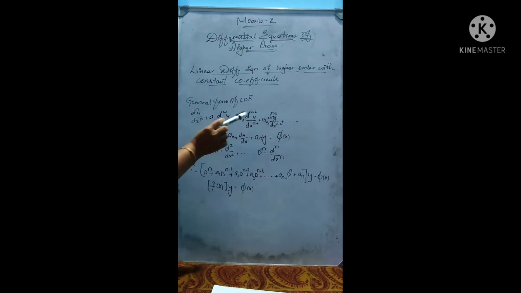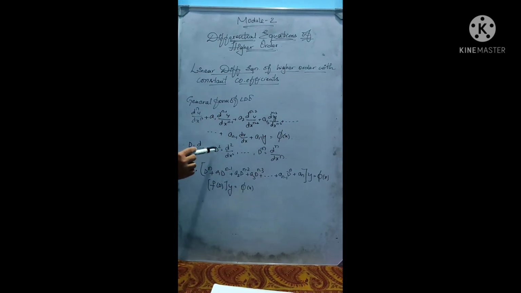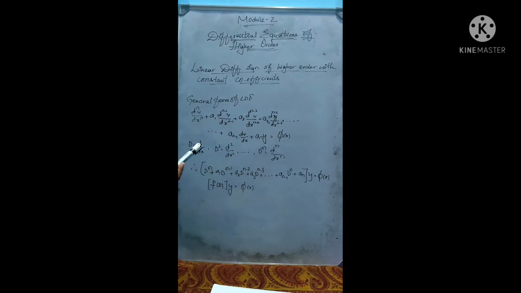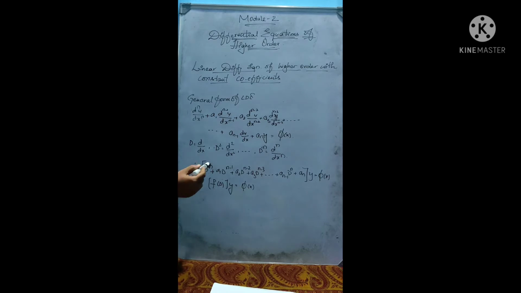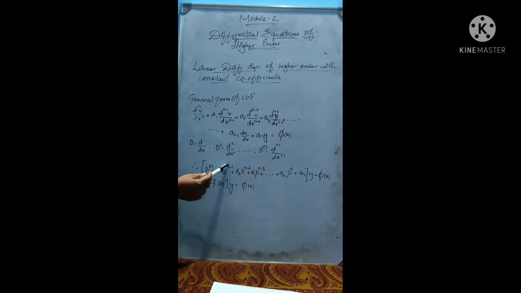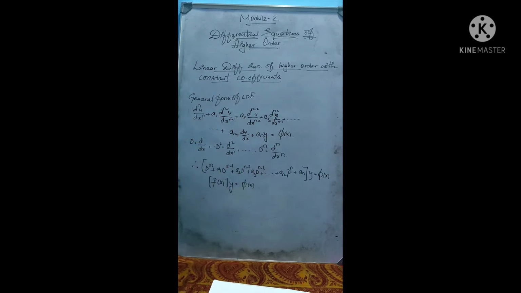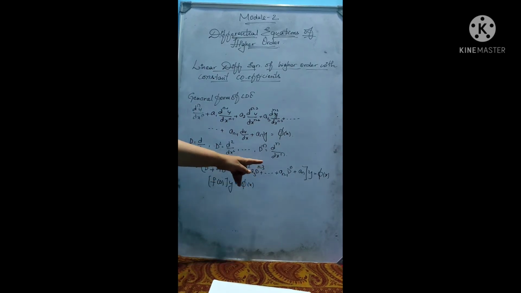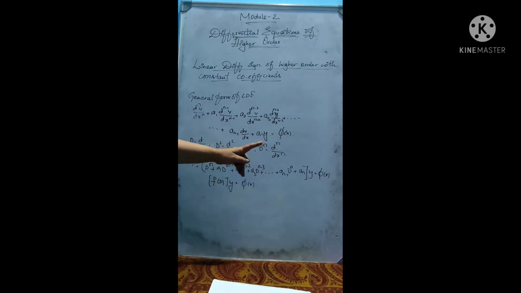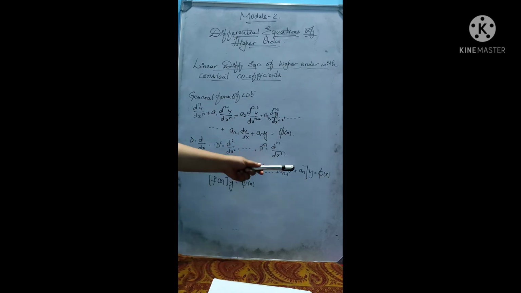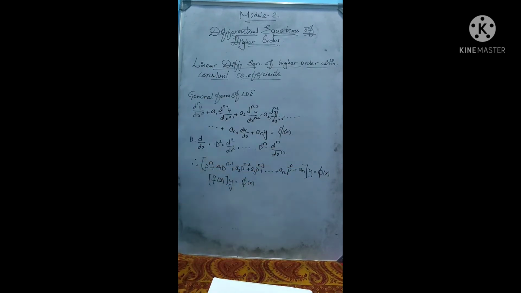Rest of the terms will be replaced by capitals, and a1, a2, a3 will be as they are. There is absolutely no change in that. So D to the power n plus a1 D raised to n minus 1 plus a2 D raised to n minus 2 plus a3 D raised to n minus 3 and so on till an minus 1 D plus an, into y, whole into y is equal to phi of x.